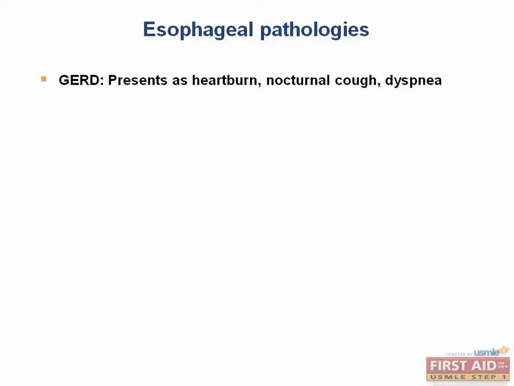Next, let's talk about some of the more common esophageal pathologies. First, gastroesophageal reflux disease, or GERD, is commonly known as what? That's right, heartburn, which can induce regurgitation upon lying down. If a patient presents with nocturnal cough, dyspnea, or adult-onset asthma, GERD should definitely be a consideration on the differential. GERD can be caused by a decrease in lower esophageal sphincter tone, which thereby allows the contents of the stomach to reflux into the esophagus.